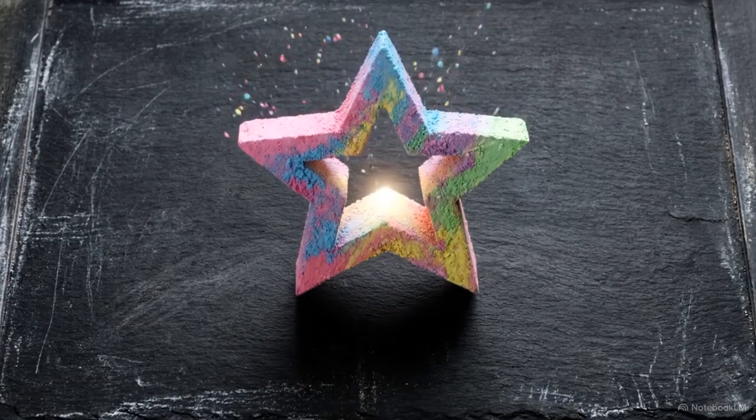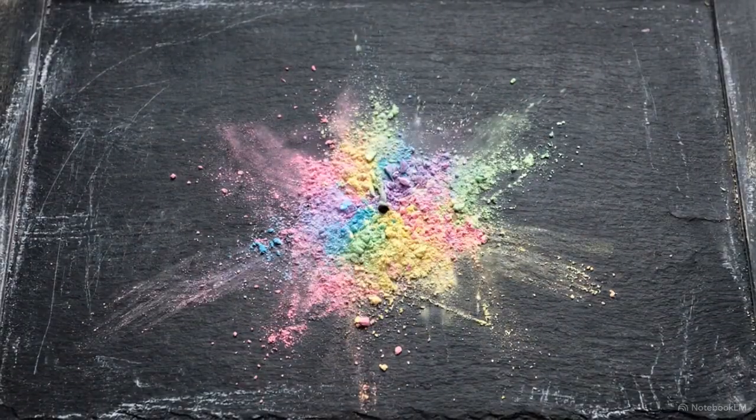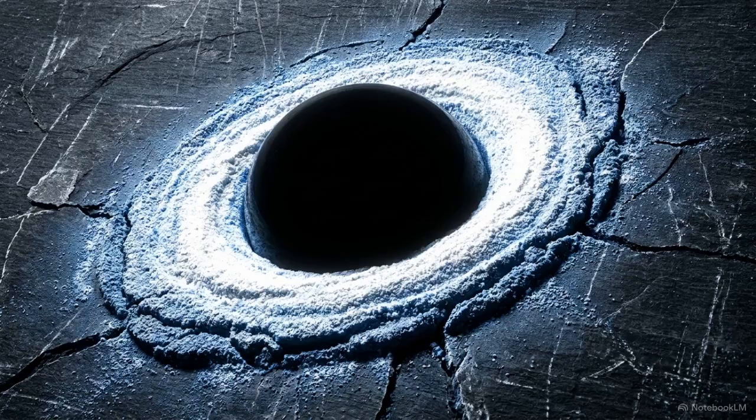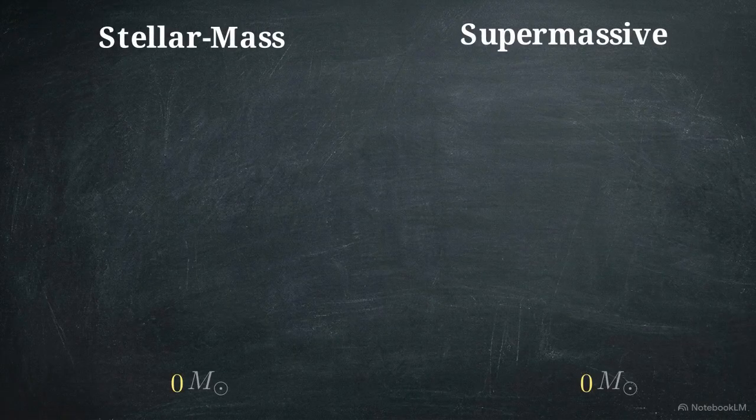When a sufficiently massive star reaches the end of its life, its core can no longer support its own weight. The star collapses inward, leaving behind a dense remnant with gravity so strong that not even light can escape, a stellar mass black hole. On the opposite end of the mass scale are supermassive black holes. These are the gravitational anchors sitting at the center of nearly every major galaxy, including our own. We routinely observe both of these extremes.